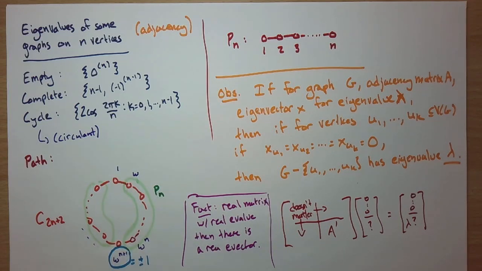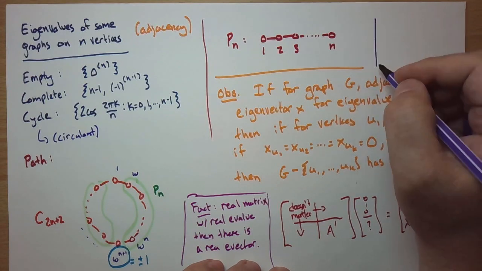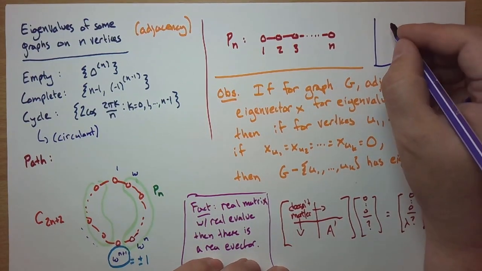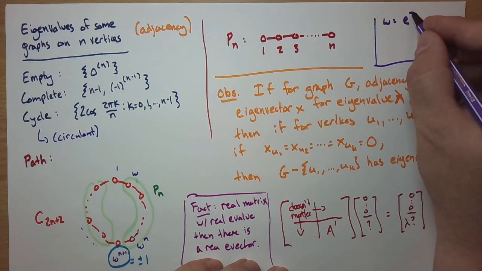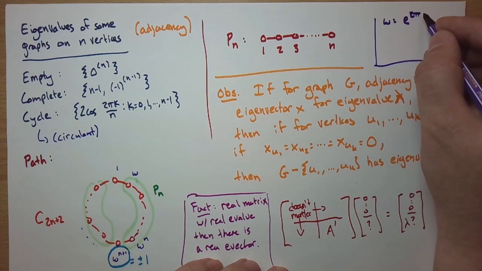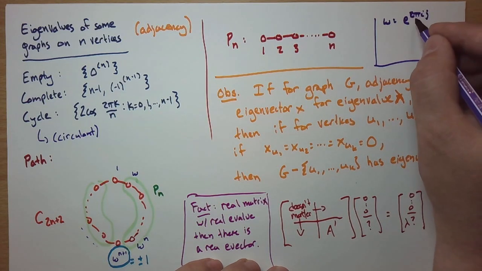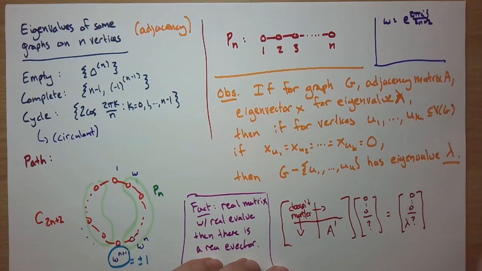Put another way, I was really hoping to fit it all on the page. Oh, there's a little corner up here. Hello, little corner. Okay, so we know that omega looks like e to the 2 pi i j over 2n plus 2, with i being the classic square root of negative 1, and j just being some number.